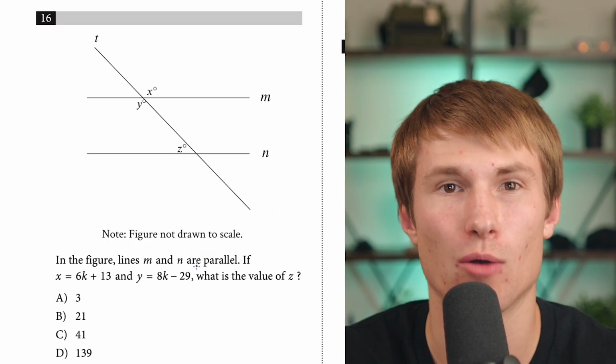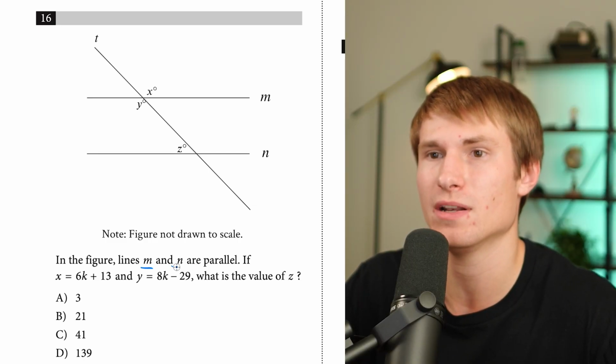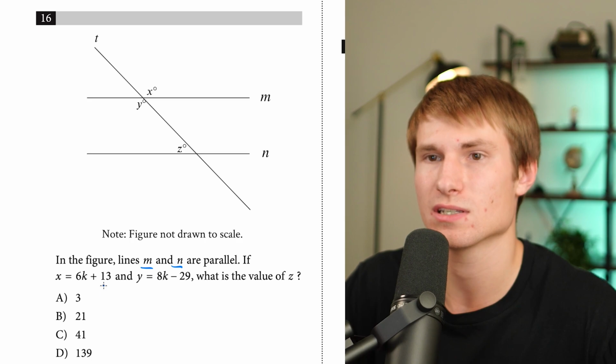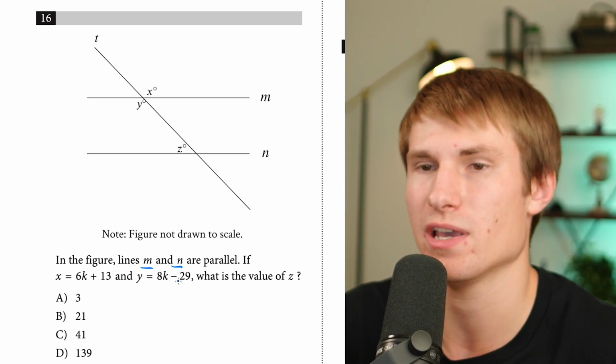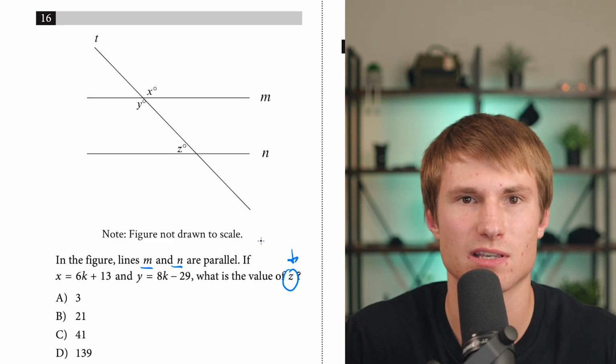Here's something you need to know about intersecting parallel lines on the SAT. Question 16 states in the figure lines M and N are parallel. If X equals 6K plus 13 and Y equals 8K minus 29, what is the value of Z? So always pay attention to what you're asked to answer with. In this case, that is the value of Z.